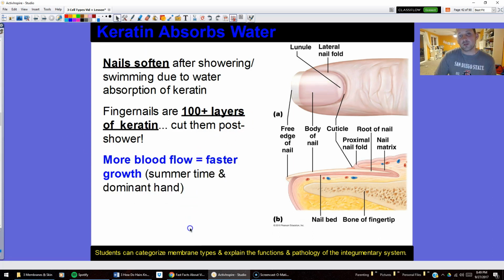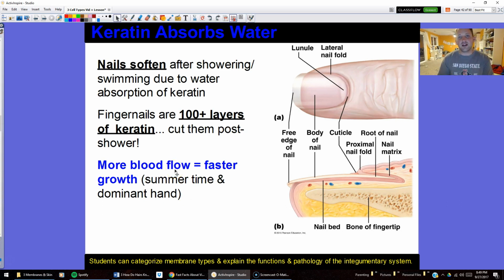Interesting fact, not super important for the summative: the more blood flow you have, the faster your nails grow. The faster the growth down here in the stem cell area of your nail, the faster those nails grow. So in the summertime or in your dominant hand, you'll actually find your nails grow a little bit faster. I don't know if you guys have ever noticed that.